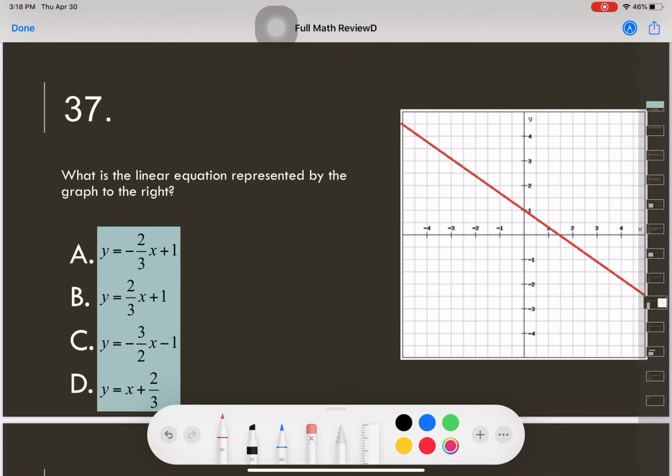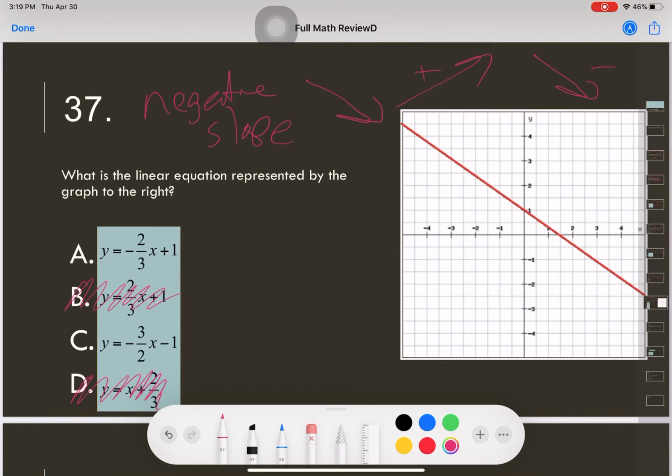37, what is the linear equation represented by the graph at the right? As we see, the graph itself goes down. That means it is a negative slope. Remember, if the lines go up, it's positive. If the lines go down, it's negative. So if it's a negative slope, then we can rule out that guy, and we can rule out that guy. So it's either negative 2 over 3 times x, or negative 3 over 2 times x.